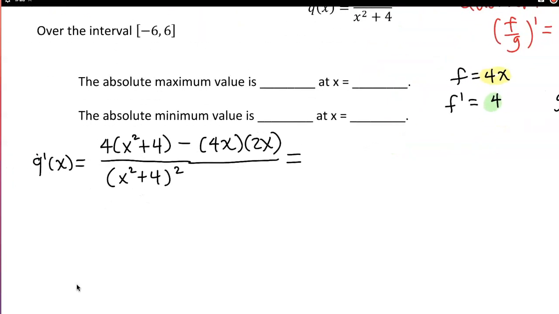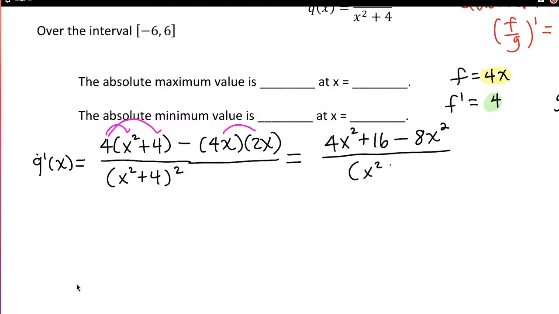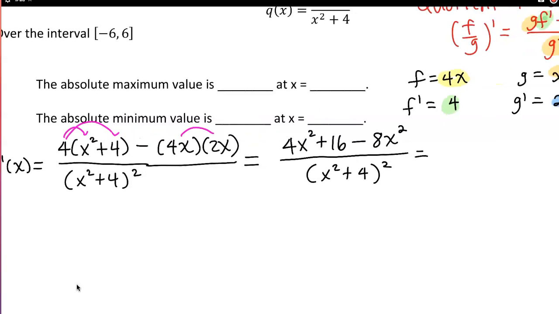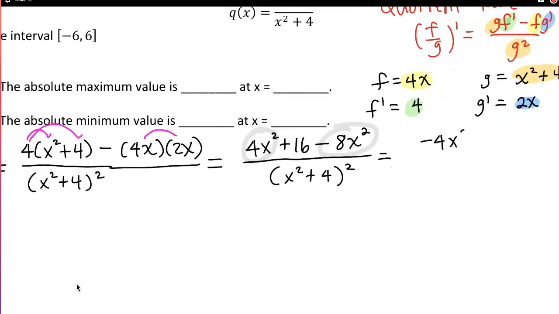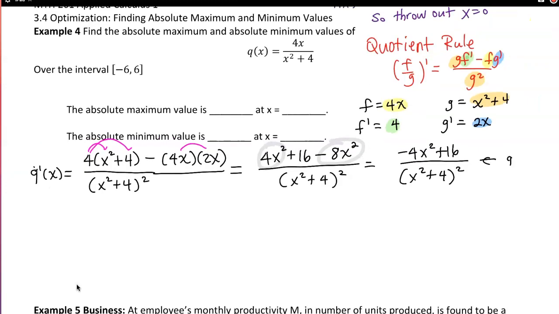Okay, so now let's simplify the numerator. If I distribute the 4 and multiply these two, the numerator will be 4x squared plus 16 minus 4 times 2 is 8, x times x is x squared. Alright, so I got everything out of the parentheses on the numerator. I can see that they have like terms. If I do 4x squared minus 8x squared, that will give me minus 4x squared plus 16, all over (x squared plus 4) squared in the denominator. So we found our Q prime of x.